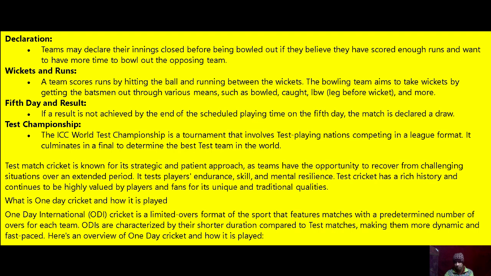So the next topic is how one day internationals are played. First thing is toss. A coin toss takes place before the match, and the winning captain decides whether he wants to bowl or bat first. Next point is batting and bowling. The team that wins the toss chooses whether they want to bat or bowl first. The team batting first tries to score as many runs as possible within the allotted 50 overs, while the bowling team aims to take wickets to restrict the batting side's score.